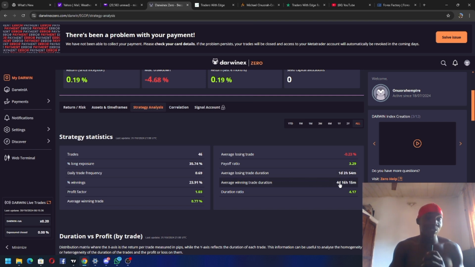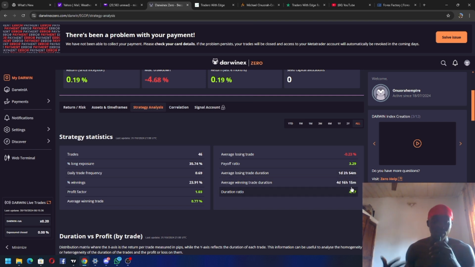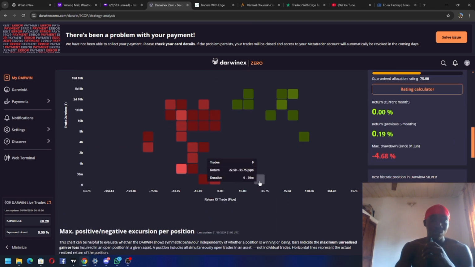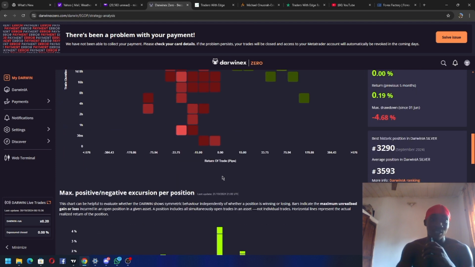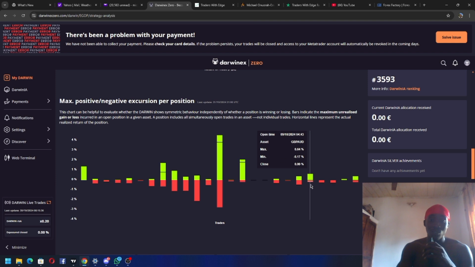Average losing trade duration is 1 day 2 hours. You can see average winning trade duration is 4 days 16 hours. I told you guys I'm a swing trader. So this is how my trades have been, duration versus profit per trade. And guys, you can see most trades have been floating to profit and taking me out.